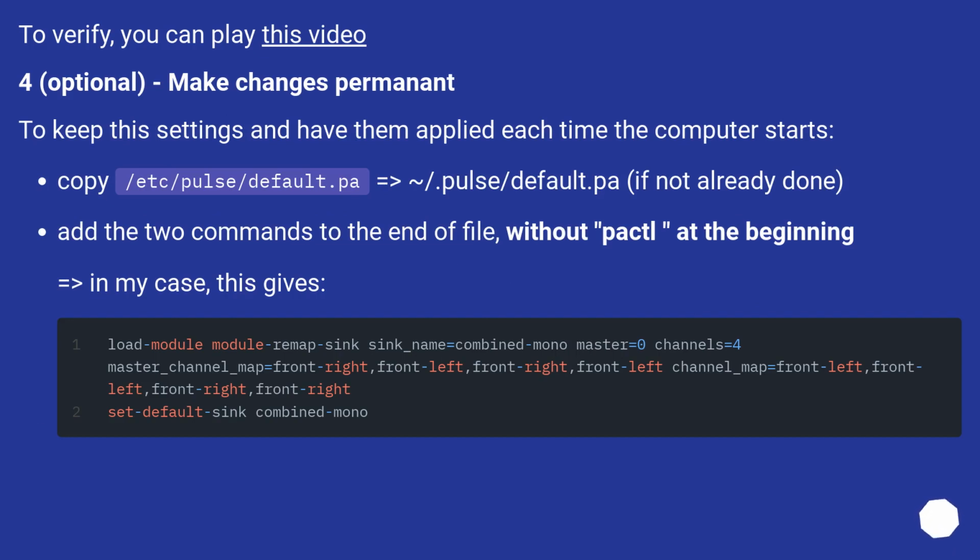4. Optional, make changes permanent. To keep these settings and have them applied each time the computer starts, copy /etc/pulse/default.pa to ~/.pulse/default.pa if not already done. Add the two commands to the end of the file, without pacmd at the beginning. In my case, this gives the following.